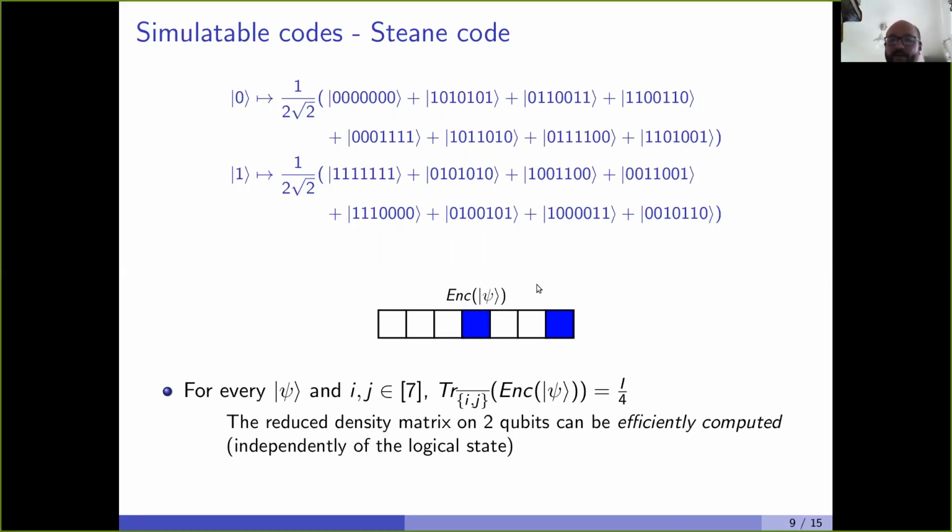So in particular, it means that given 2 positions i and j, we can efficiently compute the reduced density matrix of any encoding of a qubit psi with this Steane code. And this algorithm is simple, you just output the identity. But unfortunately, it works for 2, but not for 3, because you can see, for example, that the encoding of 0 and the encoding of 1 can be distinguished by just looking at the first 3 qubits.